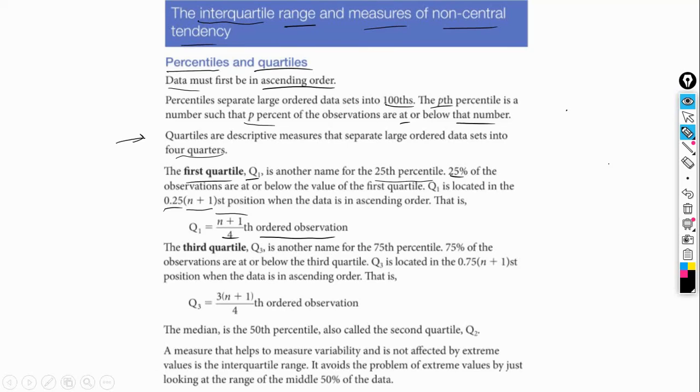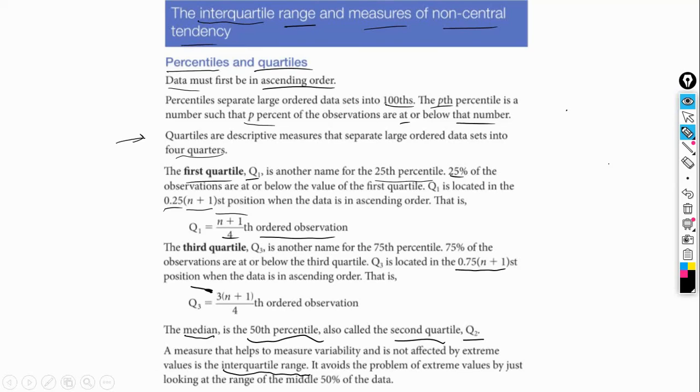The third quartile would be 75% of the observations, and it is calculated by multiplying 3 times n plus 1 over 4, or 0.75 times n plus 1. The median is going to be the 50th percentile, also known as the second quartile, or Q2. A measure that helps to measure variability and is not affected by extreme values is the interquartile range. It avoids the problem of extreme values by just looking at the range of the middle 50% of the data.